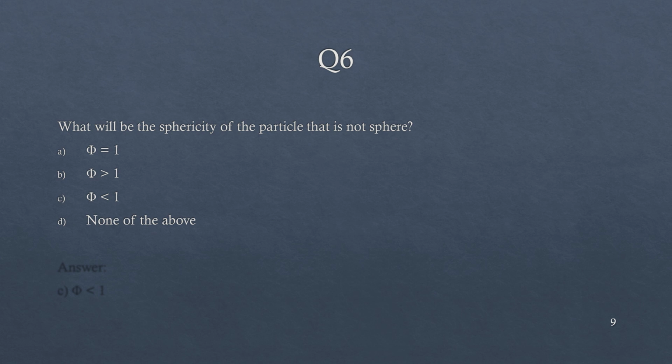As we all said, since sphericity is a factor associated with how closely particles resemble a sphere, and the sphericity of a sphere is 1, all other particles' sphericity is actually less than 1. Because we are dividing by a factor to obtain sphericity, it is always less than 1. So option C is the right answer. Phi is less than 1.